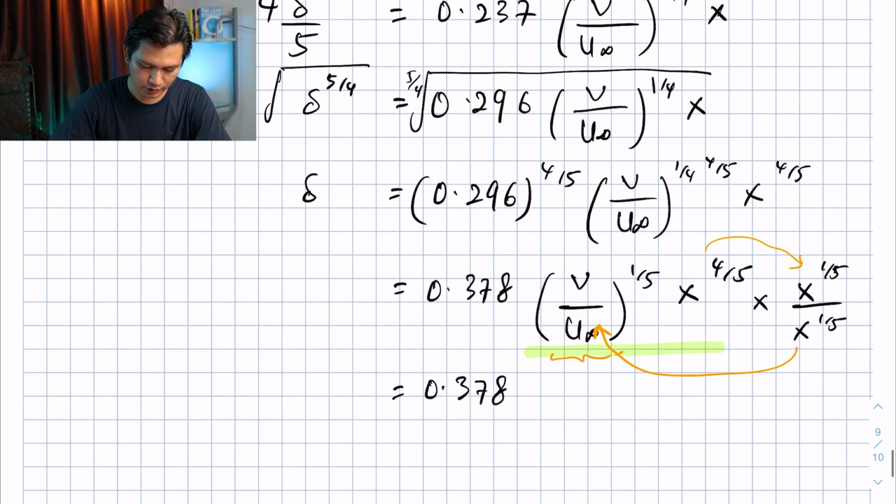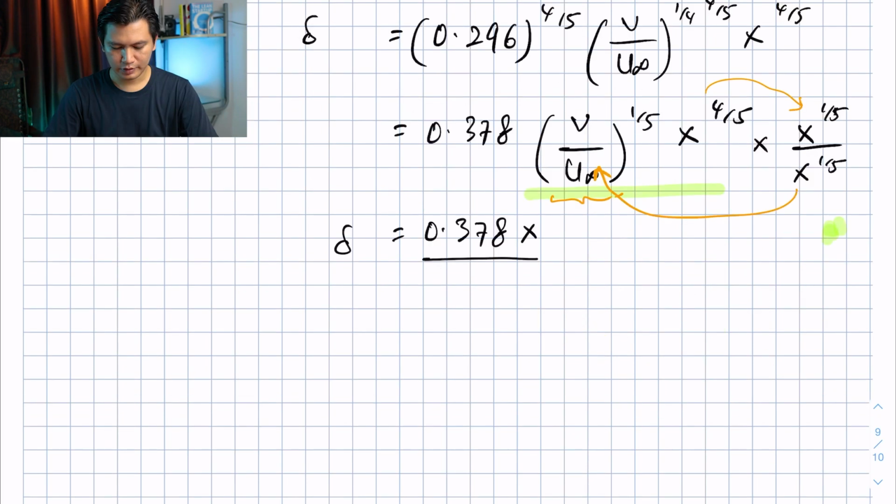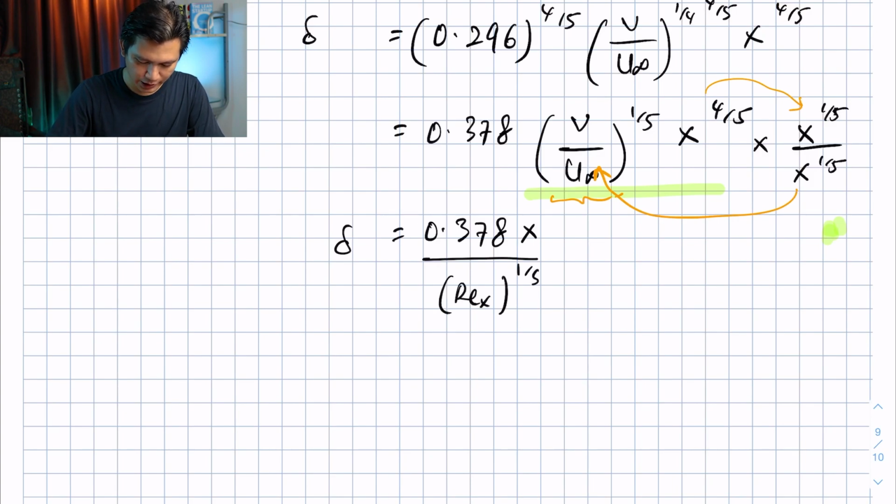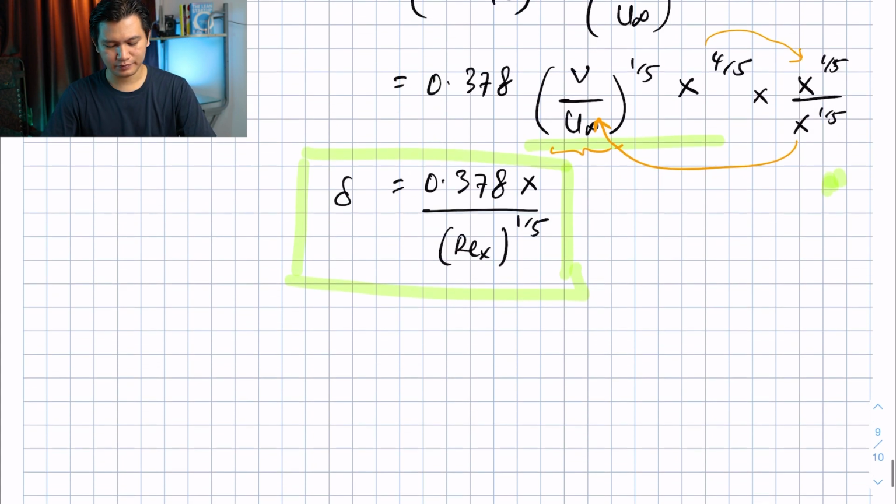Alright, so you'll end up with the final equation for del is 0.378 x, okay, and this is divided by Re_x to the power of 1 over 5. Okay, there you go guys. This is the relationship between del and x. Okay guys, so try and practice to get this relationship between del and x. Okay, try it over and over again until you can do it without looking at this video.